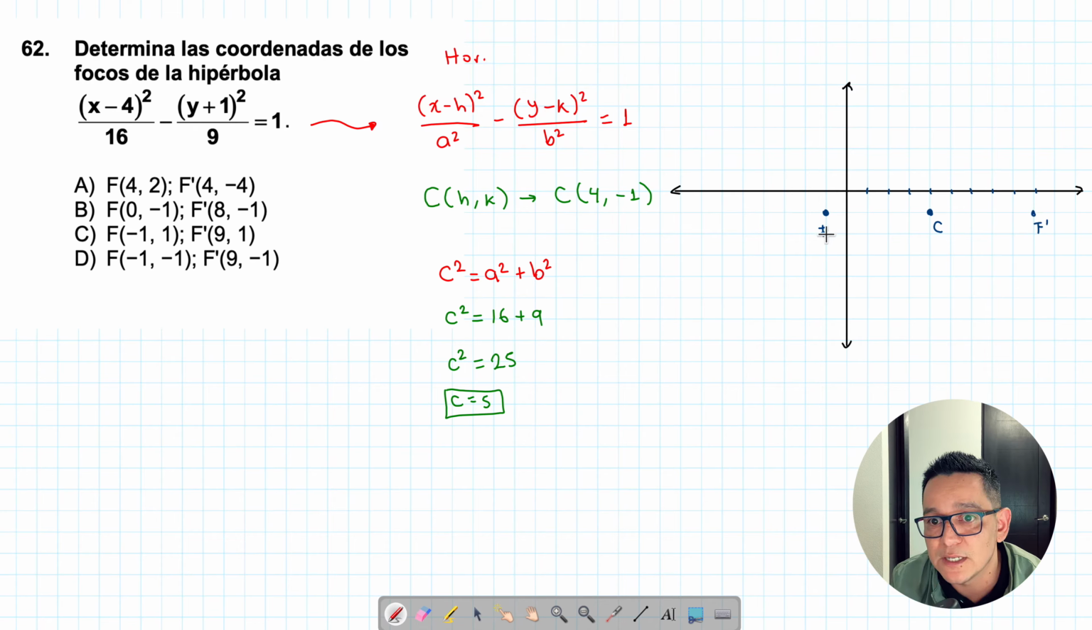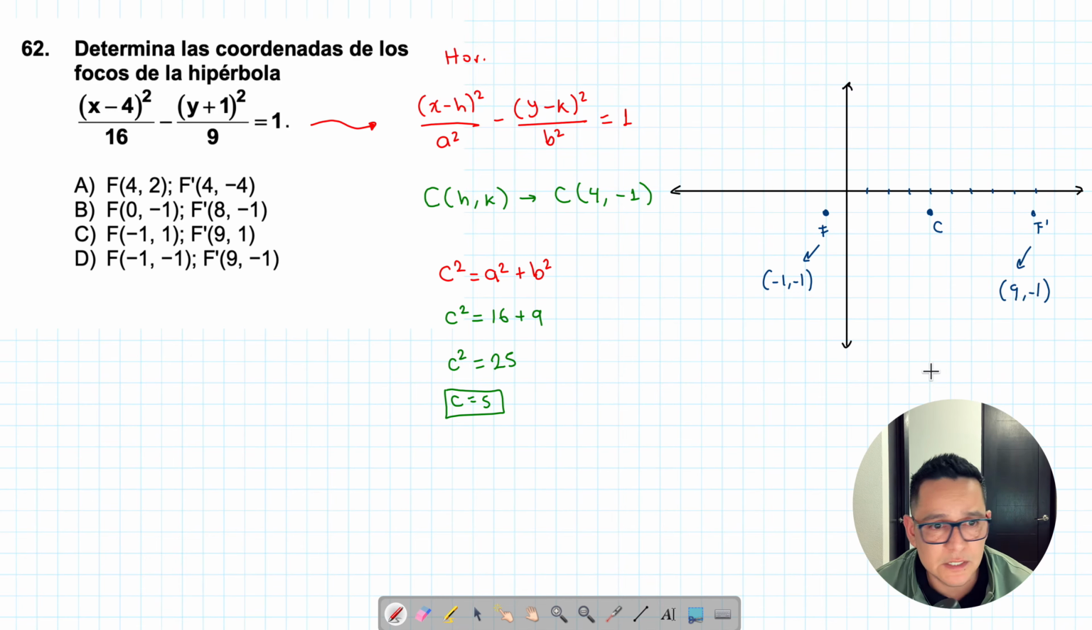Let's check the coordinates. This light has coordinates minus 1, minus 1. Yes, right? And this one has coordinates, well, over here it was 4, and over here it was 5. So it would be 9 minus 1, right? 9 minus 1. So, what's the answer? Is it minus 1 minus 1? Is that correct? We're finished.